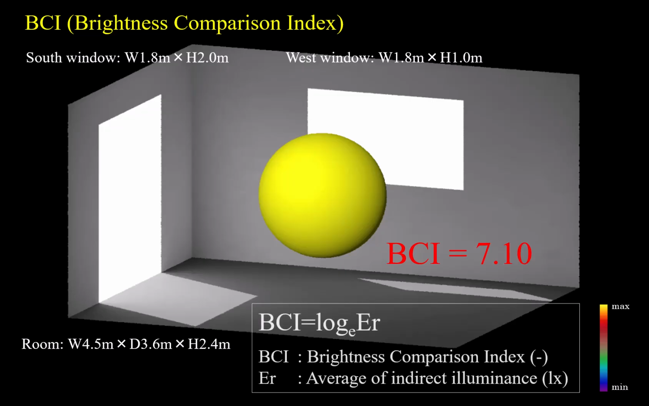Since the indirect illuminance of each surface of the space corresponds to the amount of light in the space, the specific BCI value is calculated by taking the natural logarithm of the area-weighted average value of the indirect illuminance of each surface.